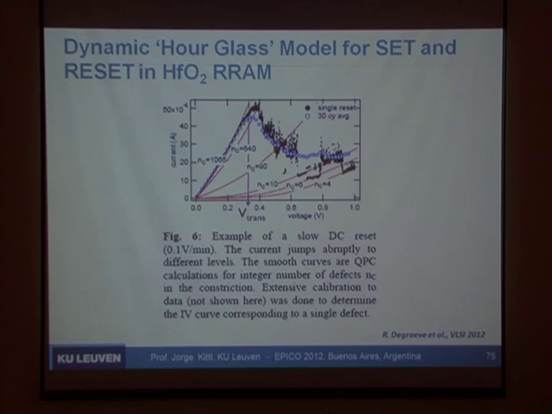So the way to think about it is that each one of these you can model, and this would be an IV if you freeze this state. And this other IV corresponds to a state where you have a different number of vacancies in the constriction, that's all. And the number, as you see, is something that you can count. And it's dynamically changing. Even in the reset, you have these switches between different states.